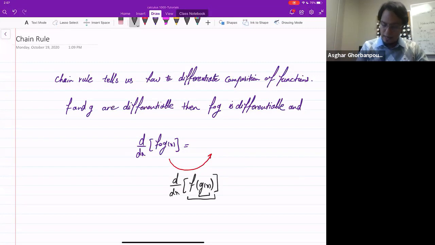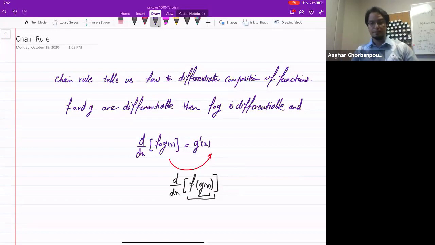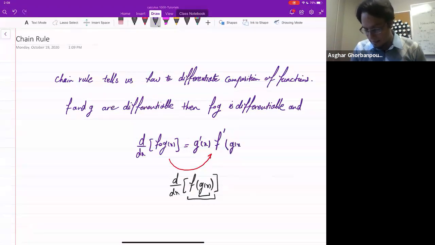So now the derivative of f∘g is: find first the derivative of the inner one, then multiply it by the derivative of the outer one. And when you say the derivative of the outer one, it has no meaning unless you tell me where you're evaluating it. Well, the derivative of the outer one evaluated at g(x).